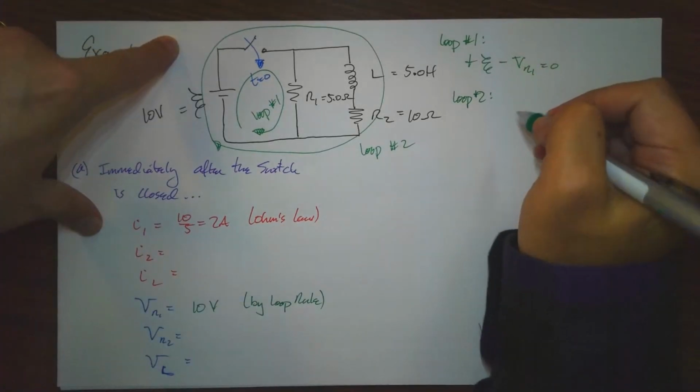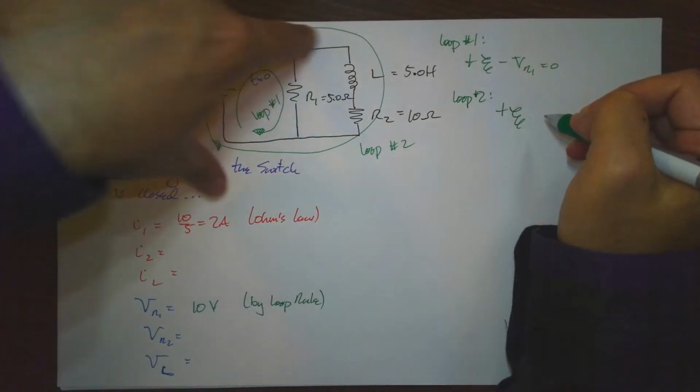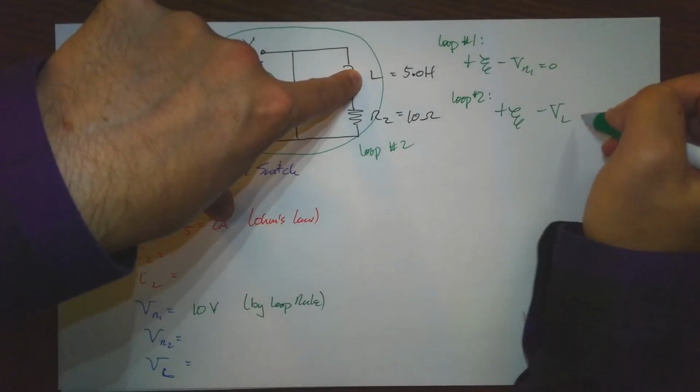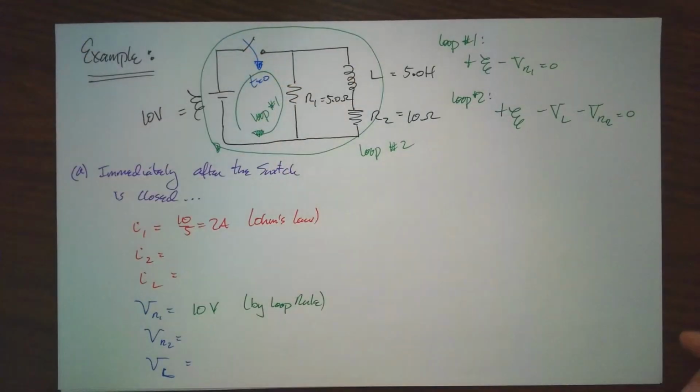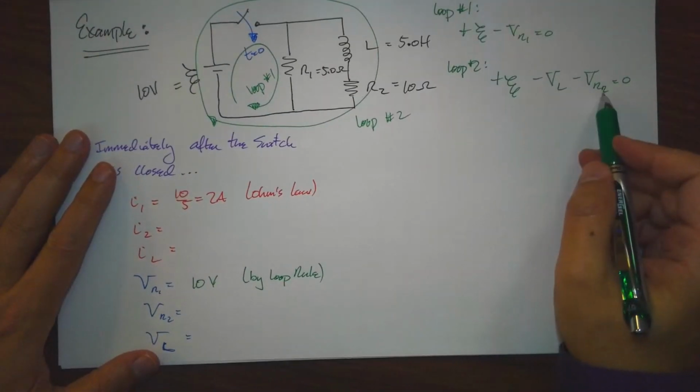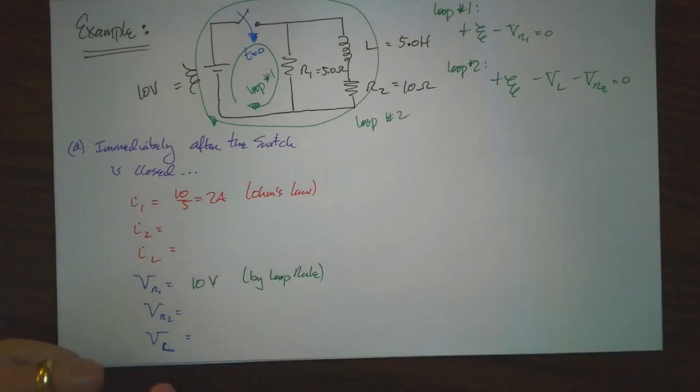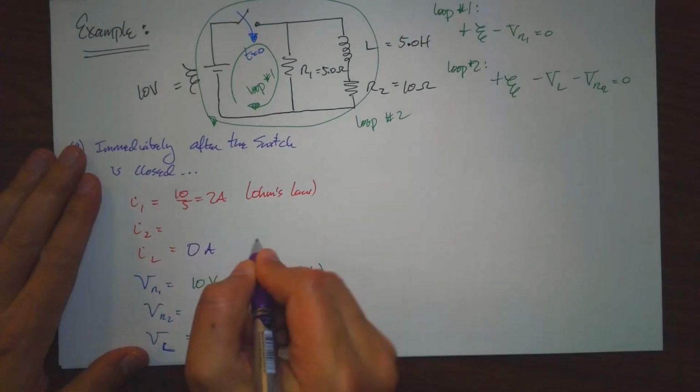Now if we look at loop 2, we go up by the voltage on the battery, and down by the voltage across the inductor, and then down by the voltage across resistor 2, which has to add to 0. So these two voltages have to add back up to our 10 volts. But now the guiding principle: the current through the inductor can only change continuously. Before we close the switch, what was the current in that inductor? 0. After you close the switch, immediately after, the current has to still be 0.